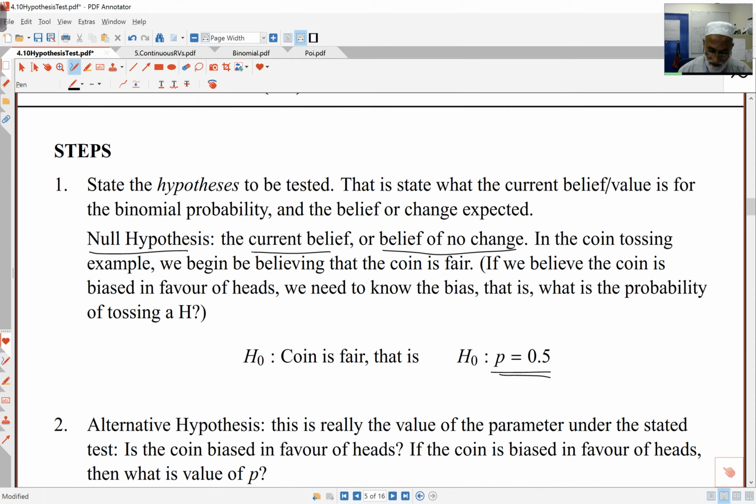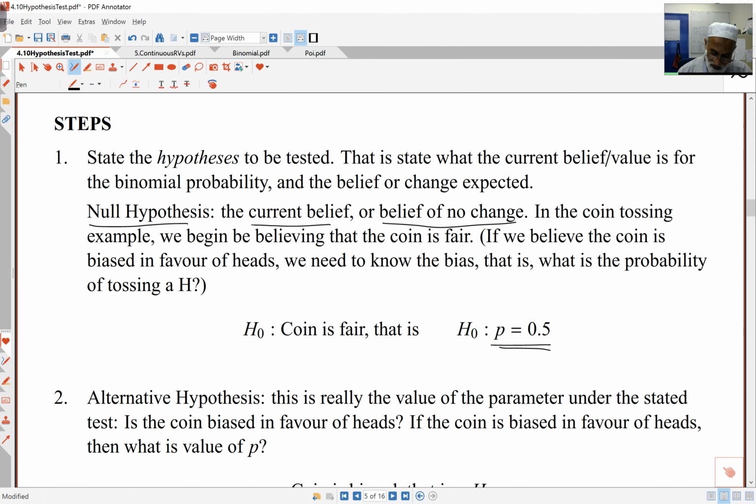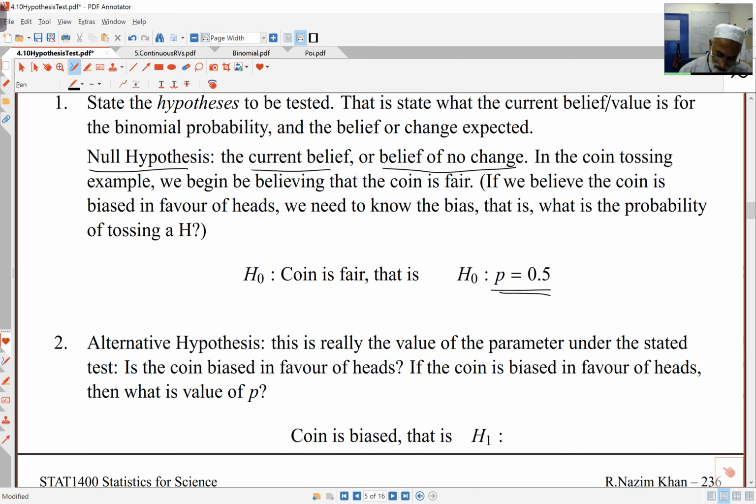The alternative hypothesis is the counterclaim. This is the change we're expecting to see. So we're trying to decide if the coin is unfair. If the coin is biased towards heads, that means the probability p will be bigger than 0.5. Probability of heads will be bigger than 0.5. So those are two hypotheses.